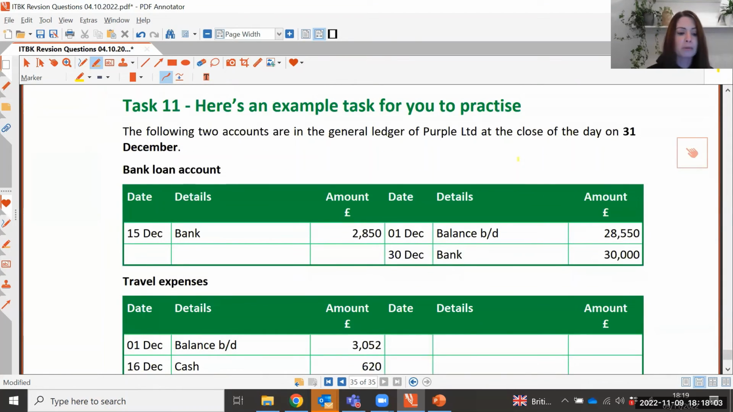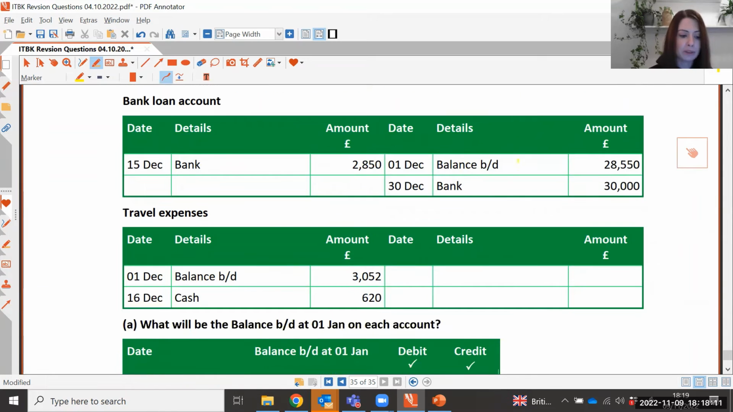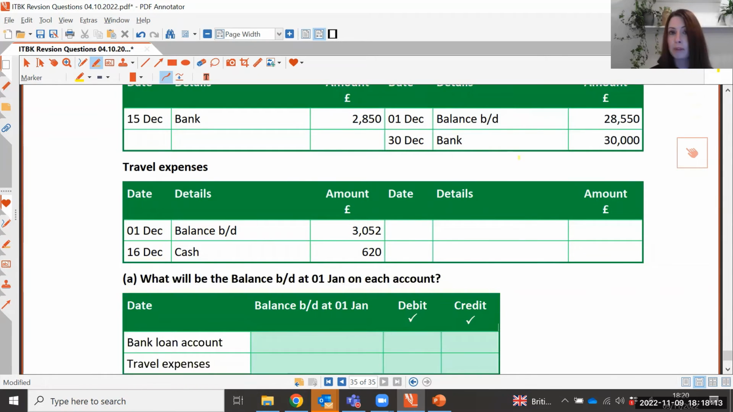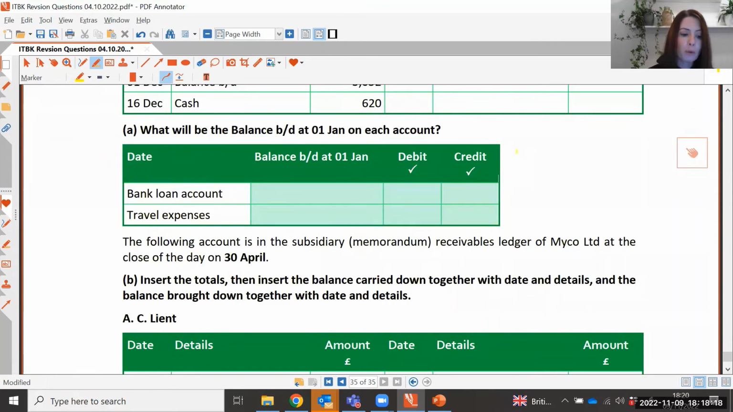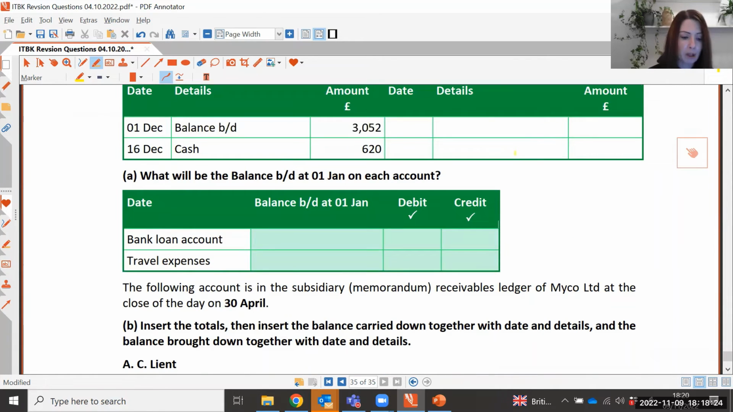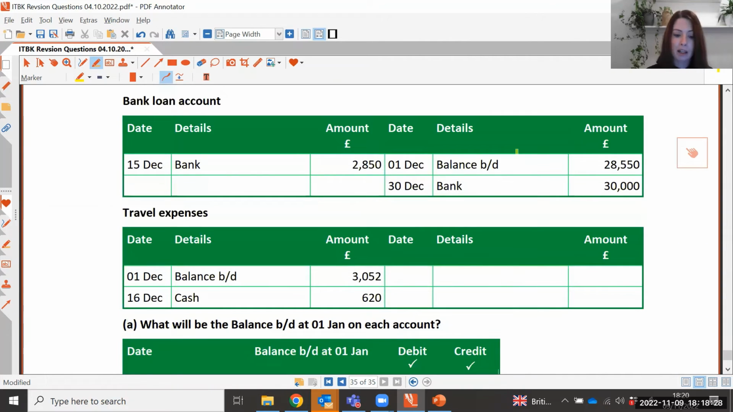The following two accounts are in the general ledger of Purple Limited at the close of day on the 31st of December. And you can see here we've got a bank loan account, and then we've got an account for travel expenses. Part A, what will be the balance brought down at the 1st of January on each account? So first of all, the bank loan account. So if we have a look at the bank loan account, what would the balance brought down be on this account?